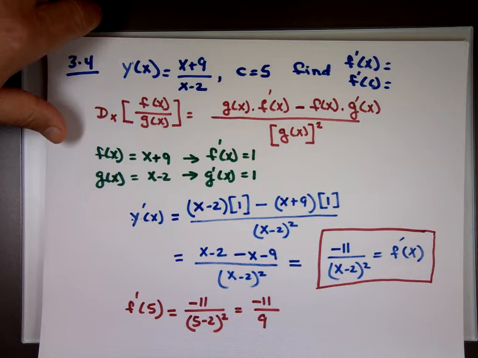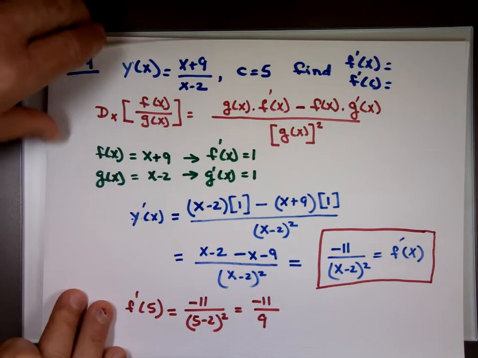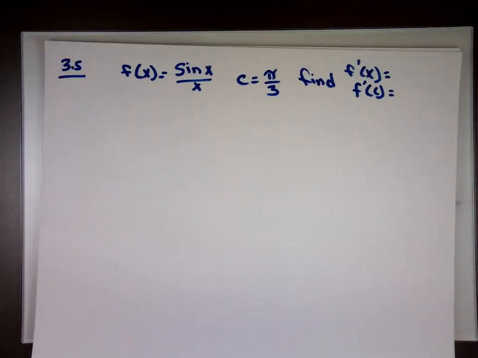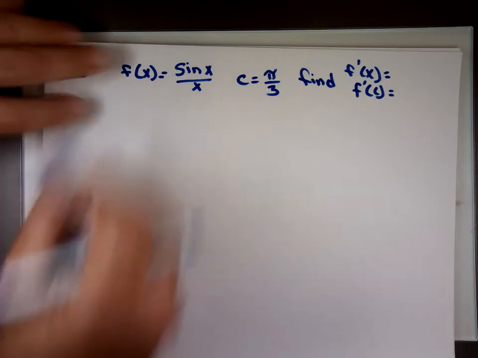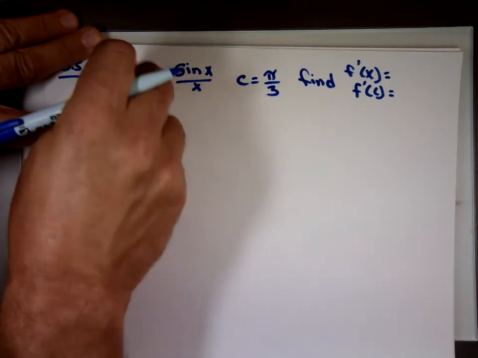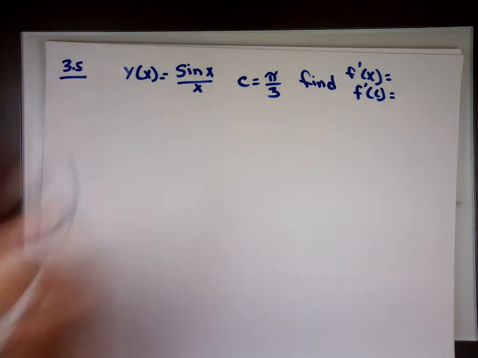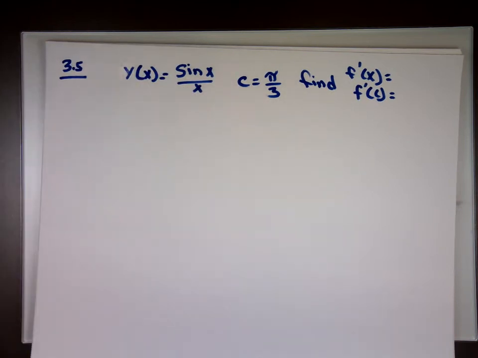Question on this one? No? Okay. Let's look at number 5. y equals sine of x over x. Again, I'm going to change f of x to y, so this way, when I label them f and g, we'll be in good shape. Again, we have a fraction. It is the quotient rule.